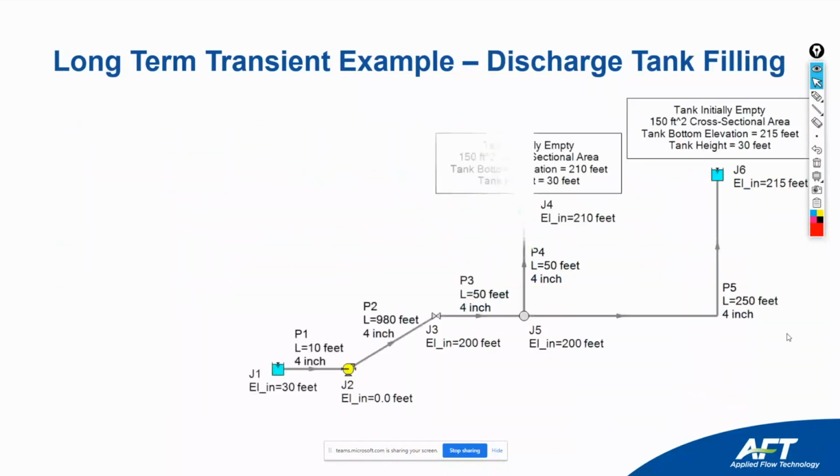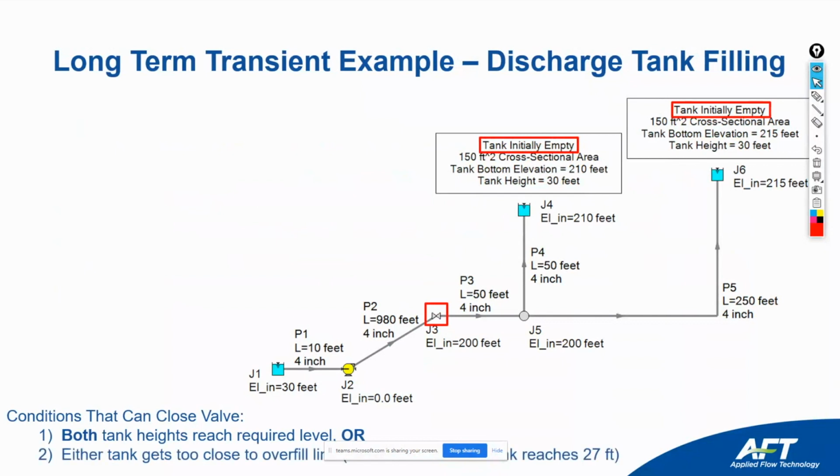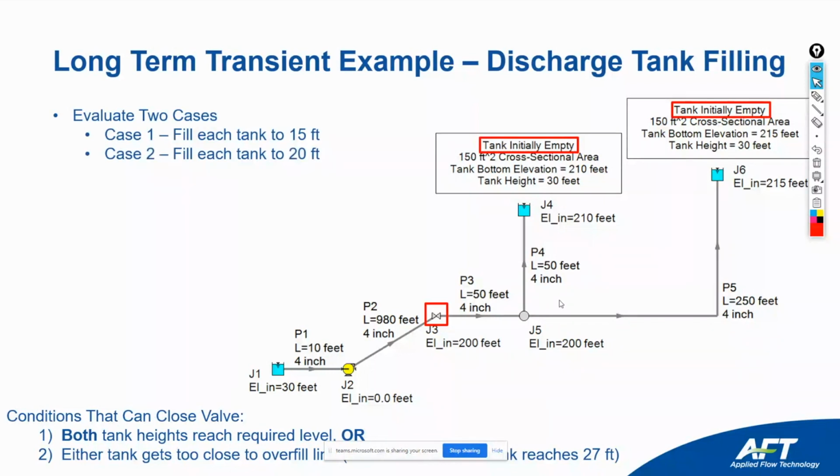And this is a very simple example of a tank filling application. Initially the tanks are empty and we have our valve that's initially open, and there are two reasons that the valve might close. One is that both tanks might have reached their required level, or either one of the tanks potentially gets close to overfilling. So there's logic that I set to shut off the valve at 27 feet. There are two cases where we need either 15 feet or 20 feet in the tanks.